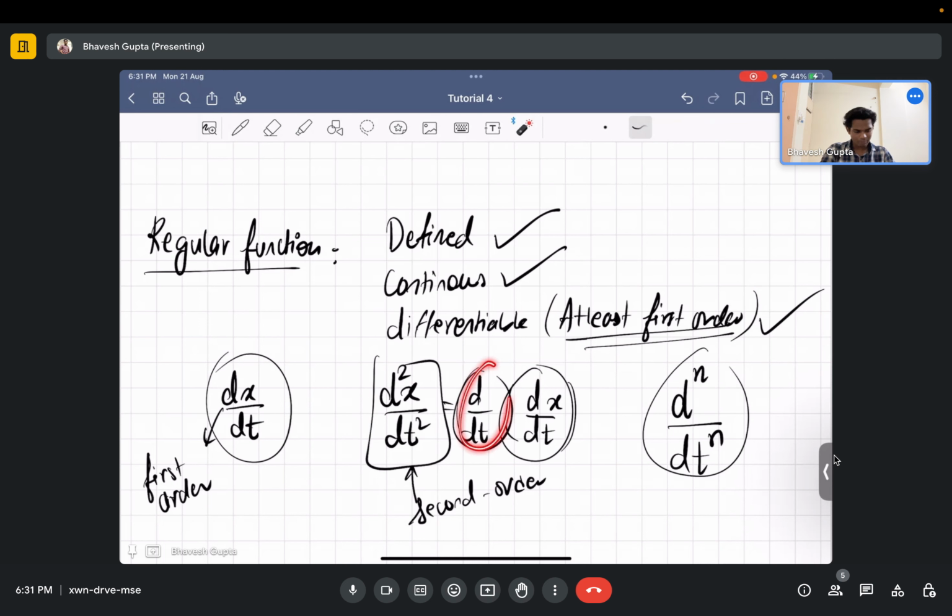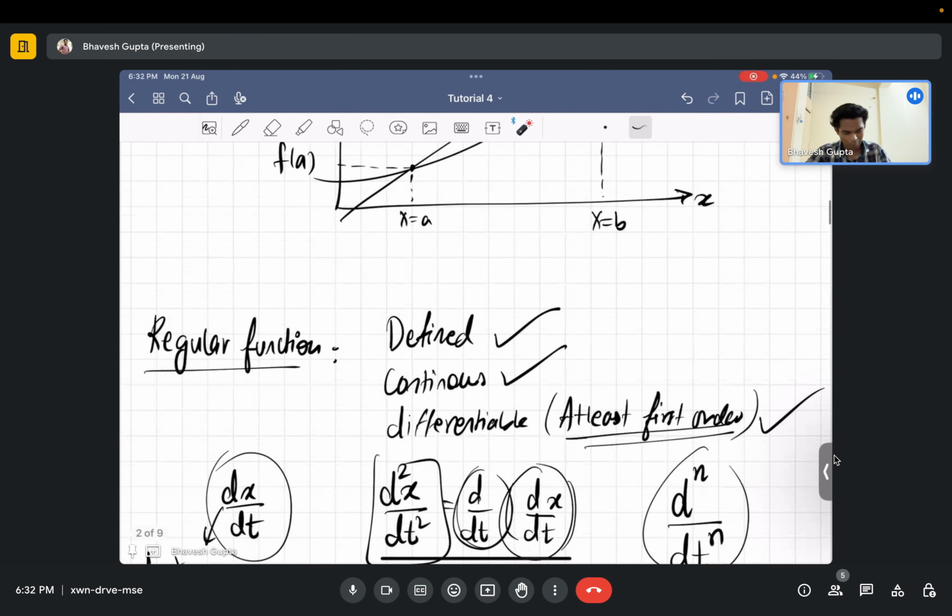You're basically taking this derivative operation n times. I hope this small n is natural here. We have something called a fractional derivative, but we are not interested in knowing what they are. We are just interested in this kind of derivative, so don't worry about that.